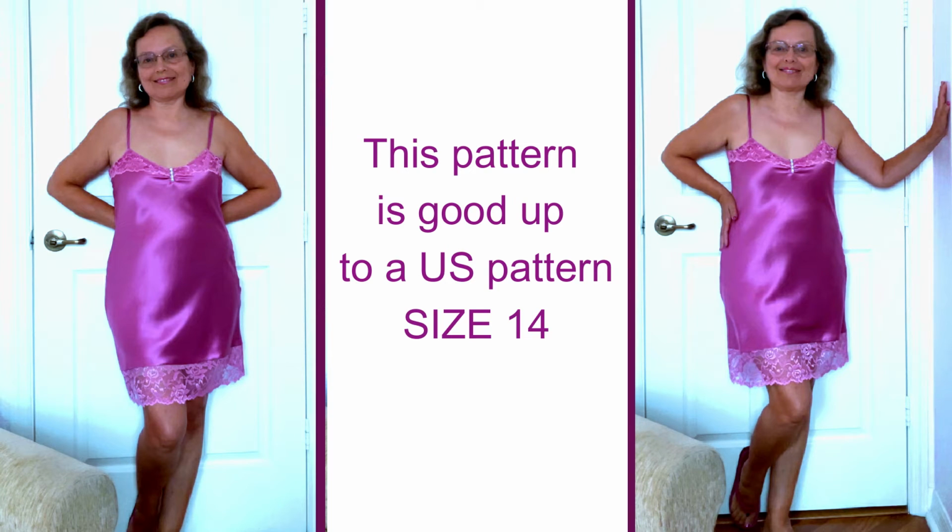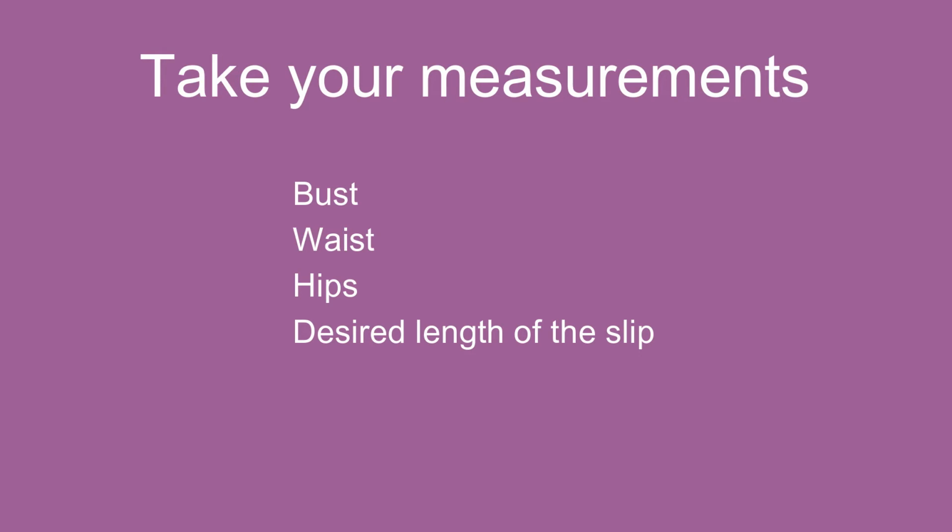Complex patterns with darts and multiple curved lines are not good for bias cut dresses. We will need a pattern that has as few seams and details as possible. So, the first step, take your measurements. To make the pattern for the slip dress, you will need to take some body measurements: bust, waist, hips, desired length of the slip. Write the numbers on a piece of paper.